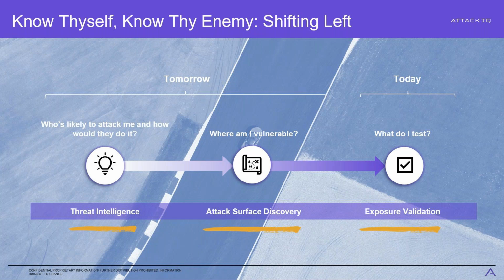So as we push further to the left on this slide, it leaves you asking, how can we predict where attackers might strike before they've even shown up?